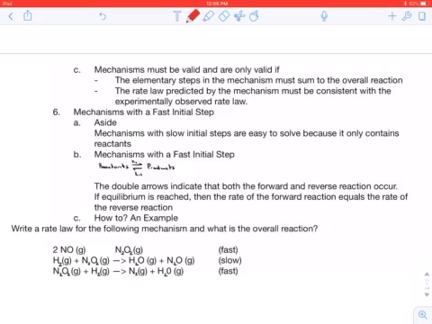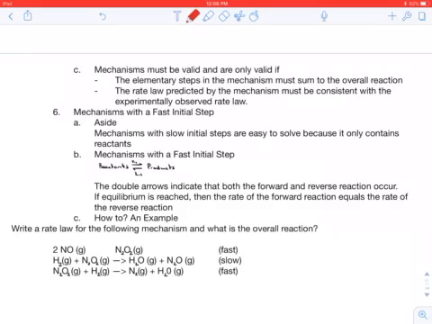Our mechanisms are only valid if the elementary steps in the reaction mechanism sum to the overall reaction, and the rate law predicted by the mechanism is consistent with the experimentally observed rate law. So if we have a slow initial step, that's very easy to solve for. The problem is when we have a mechanism with a fast initial step.